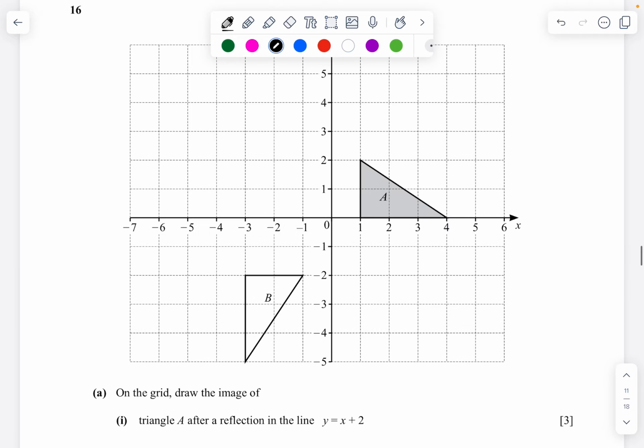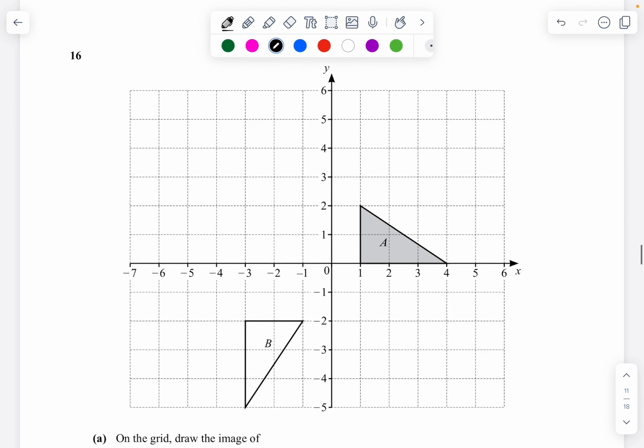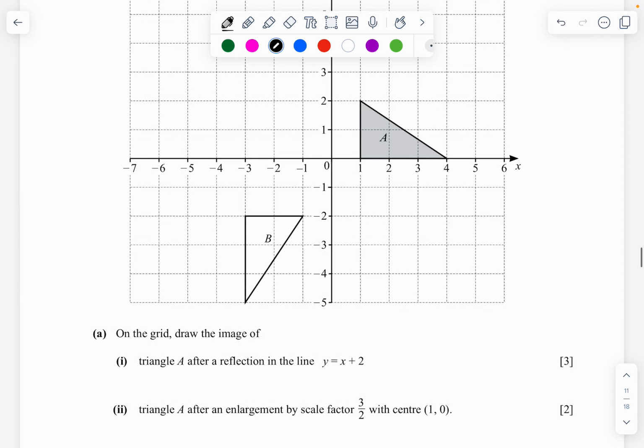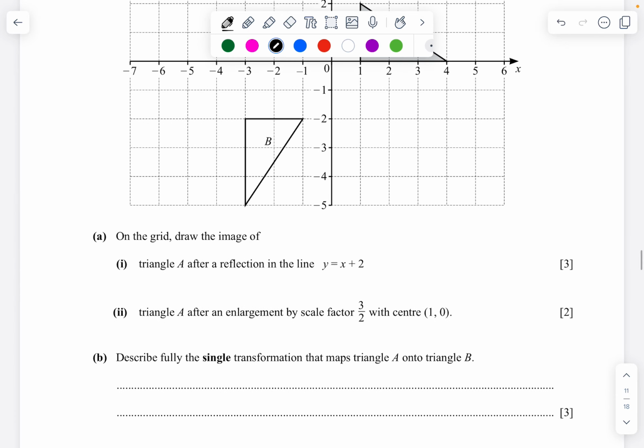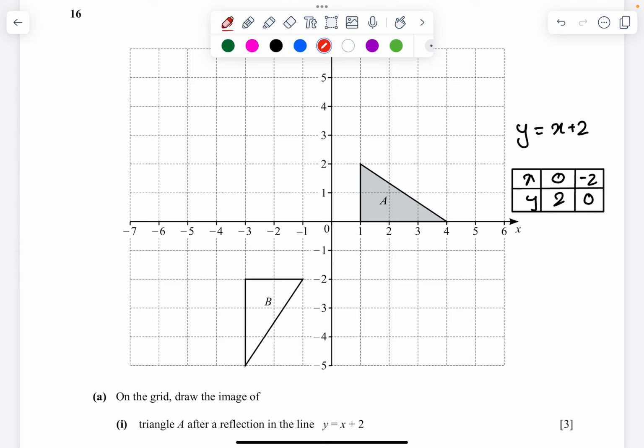Question number 16. On the grid, draw the triangle A after the reflection in y equals x plus 2. So let's draw y equals x plus 2. First of all, I draw the straight line y equals x plus 2. If x is 0, y is 2, and if y is 0, x is negative 2. So this is going to be the straight line.